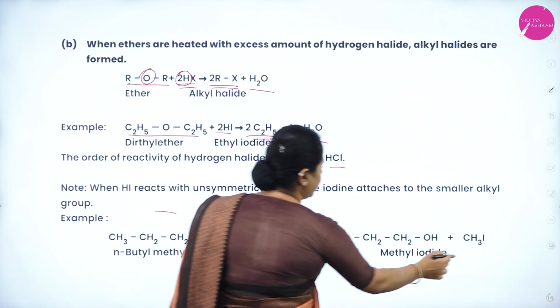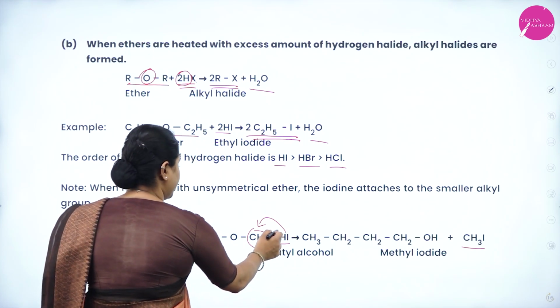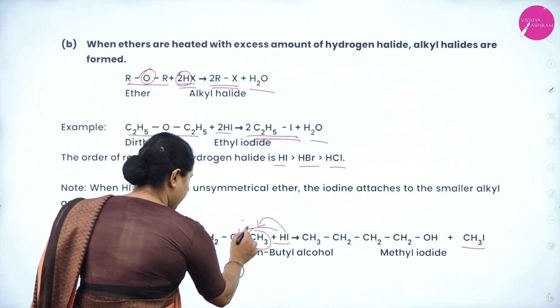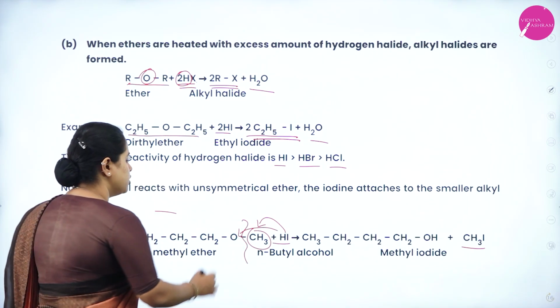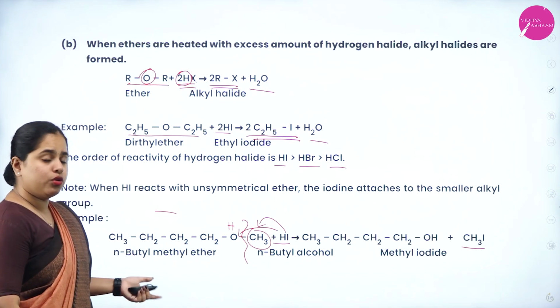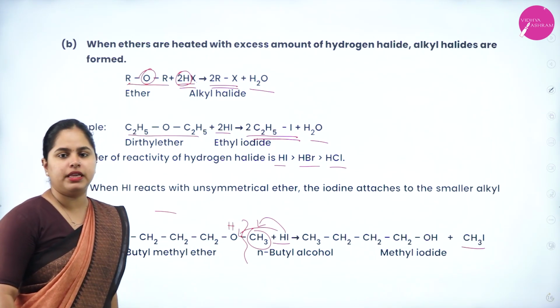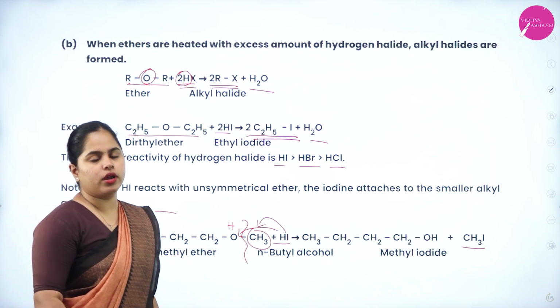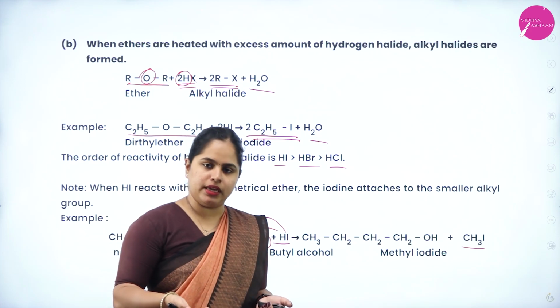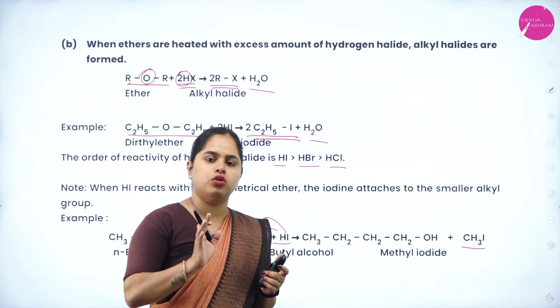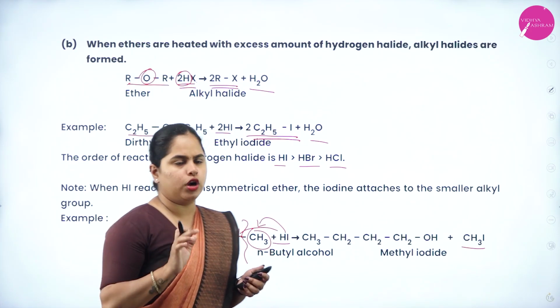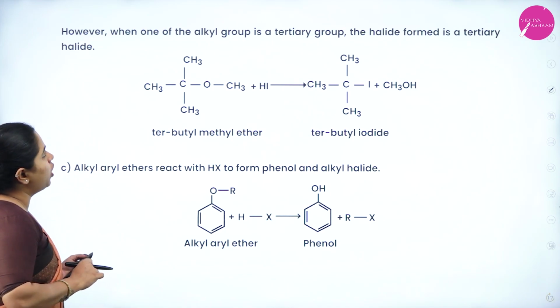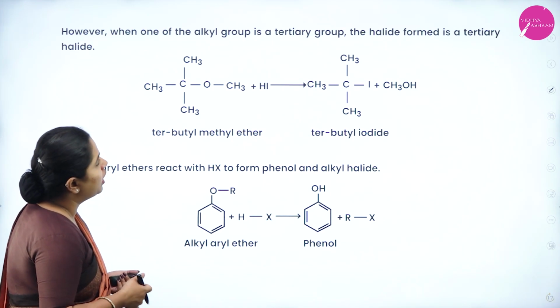So you will get methyl iodide, and on the other side the hydrogen will be attached, because this oxygen-carbon bond will break. So OH will be formed here. So you will get butanol and the methyl halide, methyl iodide. I hope it is clear. So when hydrogen iodide is being added, the iodine or the halogen will go to the alkyl group which is the smaller one.